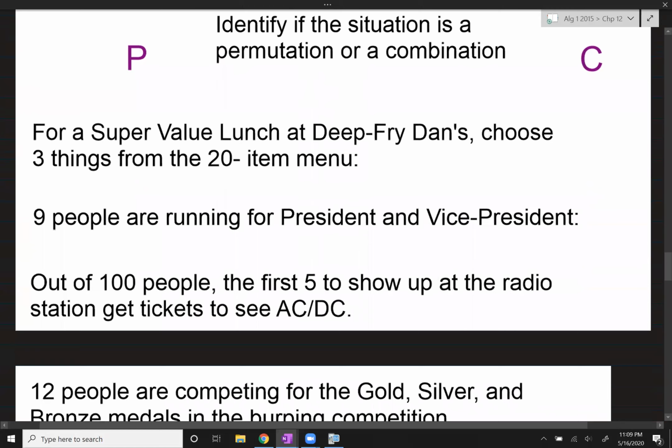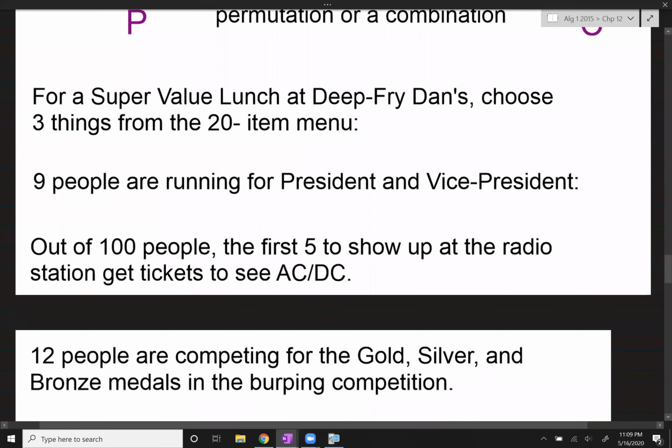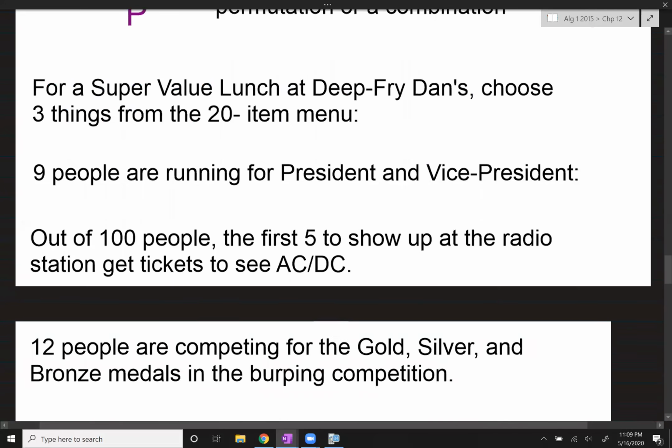All right. In this section, we're just going to run through these again and again, and we're just going to say permutation or combination. So super value lunch and deep fried Dan's, probably delicious food, not very good for us. We're going to choose 3 things. Okay, so that must be a combination, right? I don't have to order them first, second, and third. I'm just picking them.